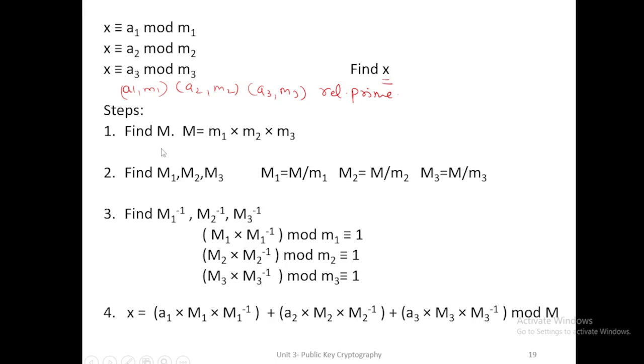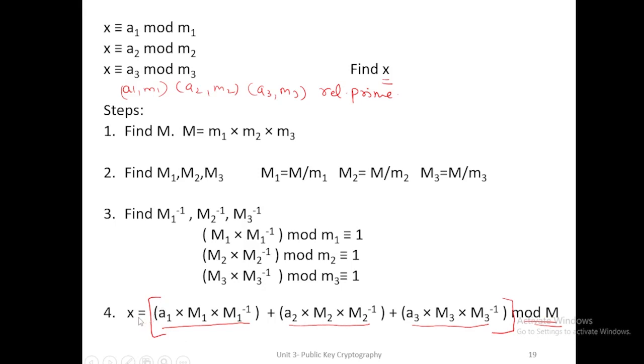So after calculation of M1, M2, M3 and its inverses, we apply the formula. So the formula is x is equal to A1 into M1 into M1 inverse plus A2 into M2 into M2 inverse plus A3 into M3 into M3 inverse. After summing up these three values, the answer should be taken for the mod calculation. The remainder value should be the x value.